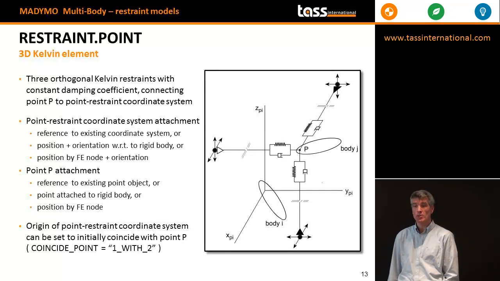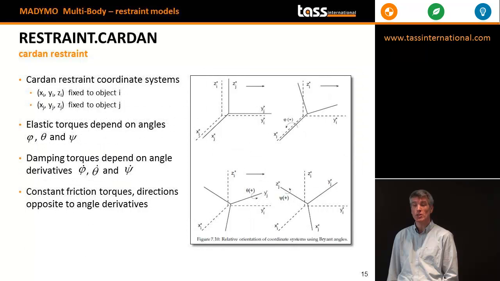The next 2 slides are the last 2 slides of this presentation, but please pay attention because it's considered a very complicated topic. It's called the cardan restraint. Let me first explain how it works. You got 3 axes where it can rotate around. You can apply elastic torques, damping torques and friction on those torques. In the picture you see the way it's working.